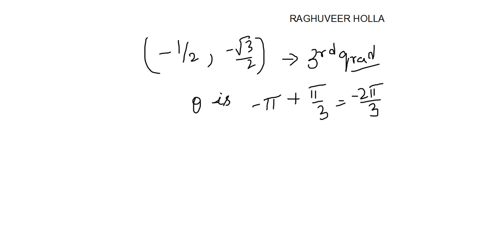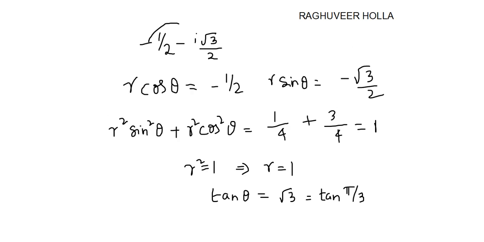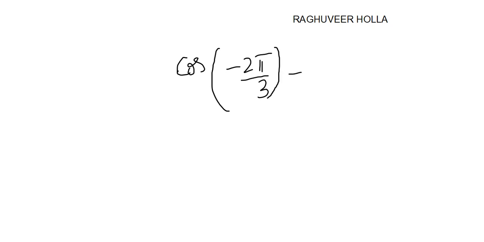Therefore, the polar form of this would be cos(minus 2 pi by 3) plus i sin(minus 2 pi by 3).